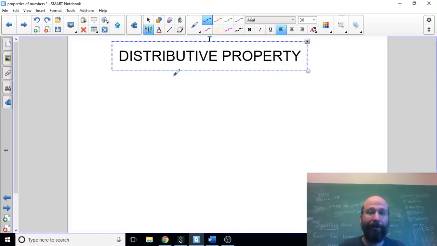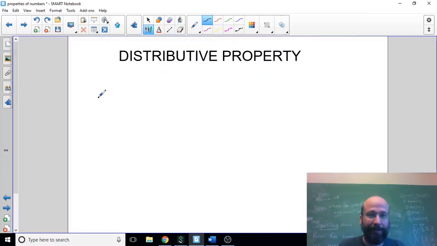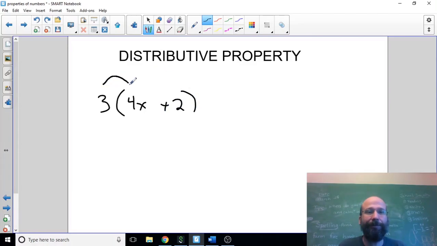It's the distributive property. Distributive property we've seen a lot. It's when you have a parentheses, such as this, and you take the number on the outside and you distribute it to everything on the inside. So 3 times 4x is 12x, and 3 times 2 is 6. Once you distribute it, the parentheses goes away.